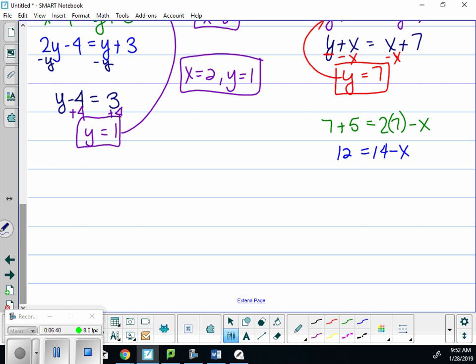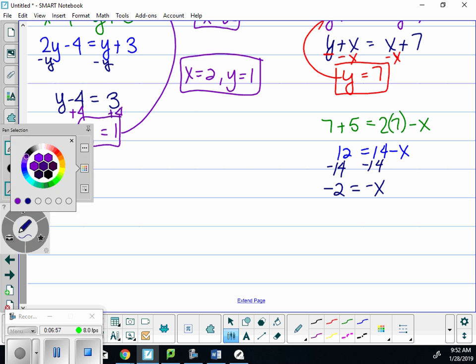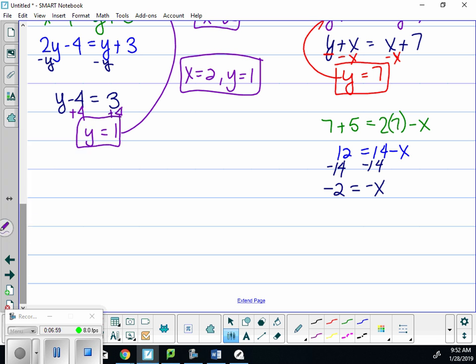To get x by itself, remember, in front of the 14 is a positive, so we're going to subtract that. So I get negative 2 equals negative x. So if the opposite of 2 equals the opposite of x, we could just divide by a negative to get those positives. So 2 equals x and y equals 7.